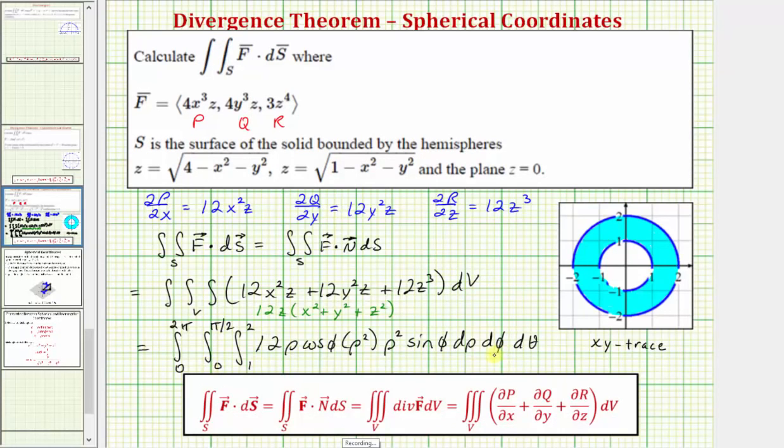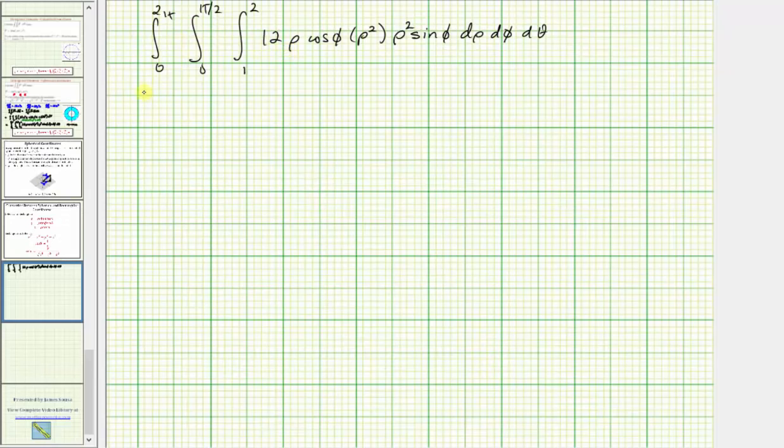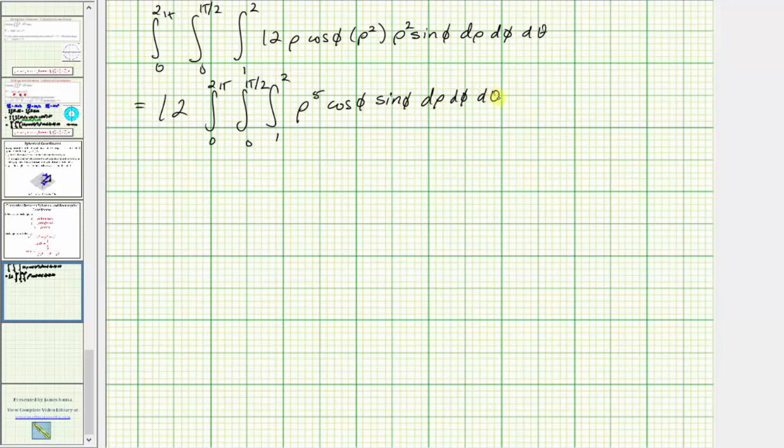Now let's work on evaluating this on the next slide. Let's go ahead and factor out the 12. So we have 12 times the triple integral. Then we have rho times rho squared, that's rho to the 5th, cosine phi sine phi, d rho d phi d theta. So we first integrate with respect to rho, treating phi as a constant. So we'd have rho to the 6th divided by 6 times cosine phi sine phi, or 1/6 rho to the 6th cosine phi sine phi.